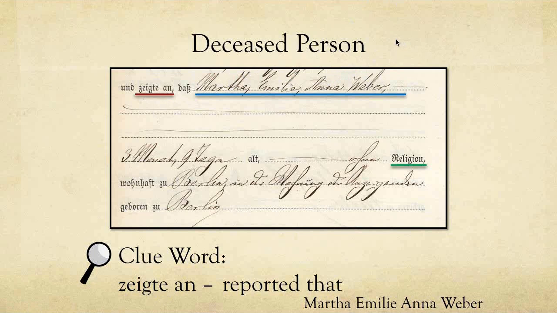Then we'll have some repeats of words that we've already learned. The religion will show right before our wohnhaft zu. Can you remember what wohnhaft zu means? We said residing in. Very good job. And then we get geboren zu, and that's going to mean born in. So she was born in Berlin. That zu means in. So wohnhaft zu, residing in, geboren zu, born in.